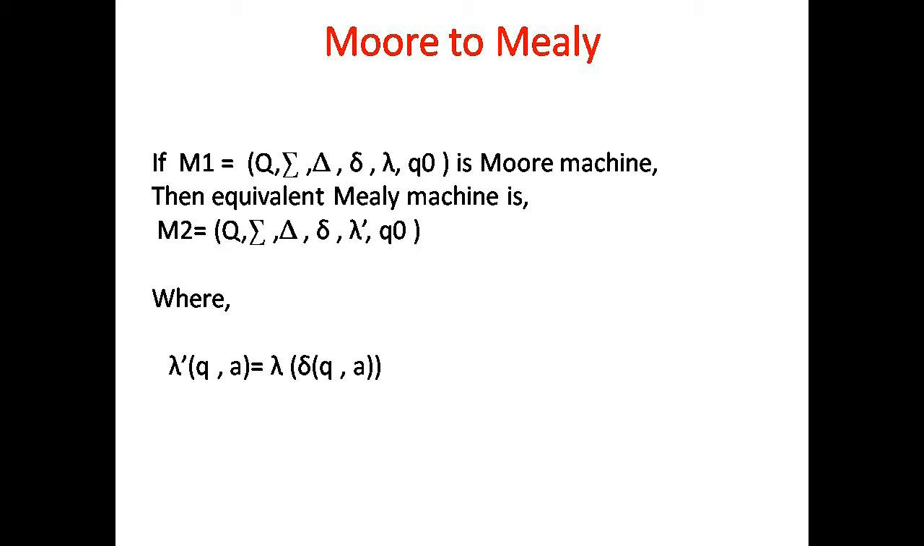Here we find the lambda dash function, where lambda dash of Q, A, with Q the state and A the input symbol, is equal to lambda of del of Q, A, where lambda is the machine function and del is the transition function. The lambda produces the output and the del produces the states.